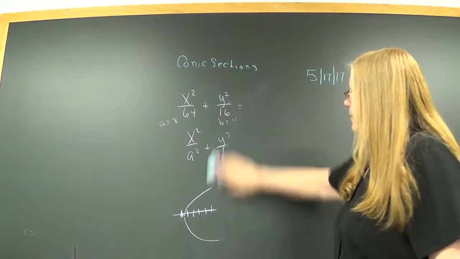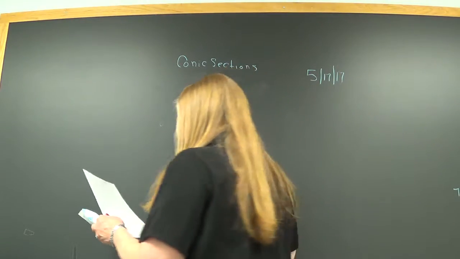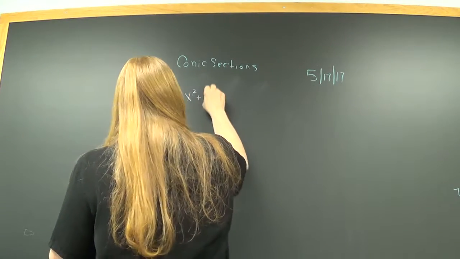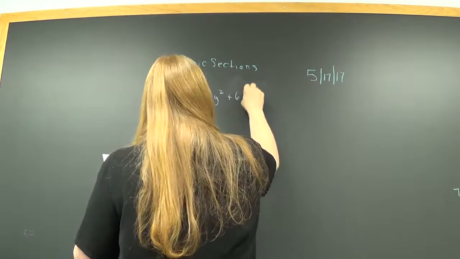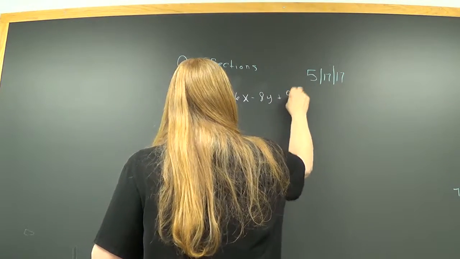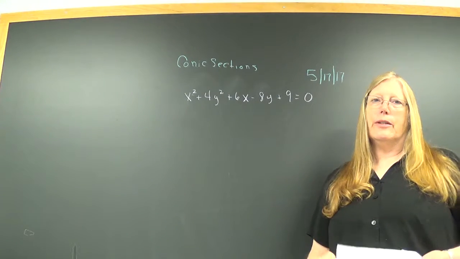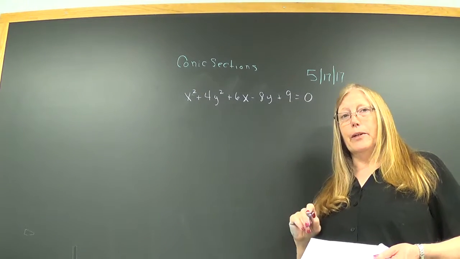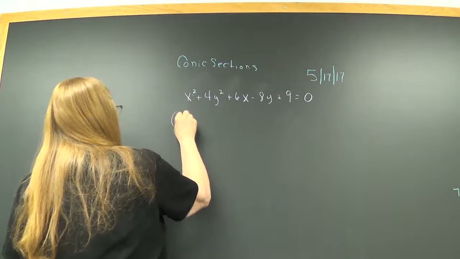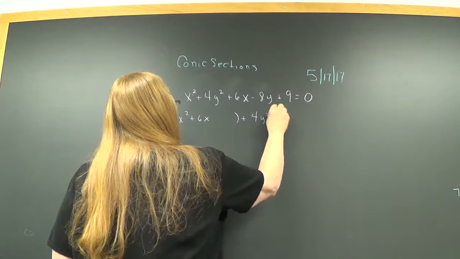Alright, let's start from scratch, just like we did with the circle, and do this one. X squared plus 4y squared plus 6x minus 8y plus 9 equals 0. Alright, similar to what we saw in the circle, we're going to work toward that standard form from general form by gathering our x and gathering our y. So, putting the x together, leave a space, put the y together, and leave a space.